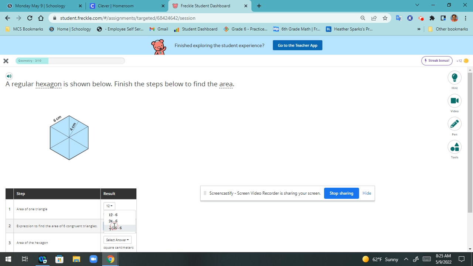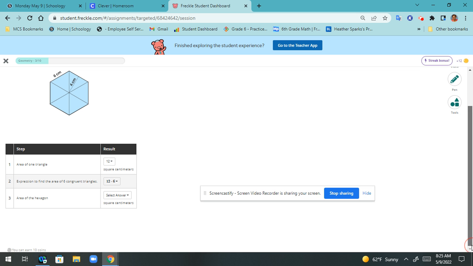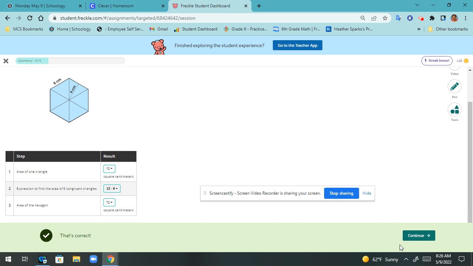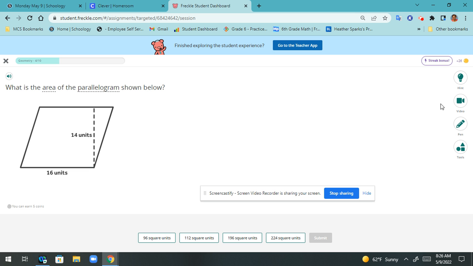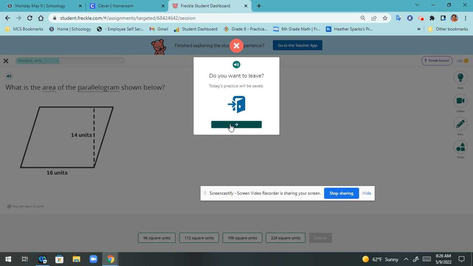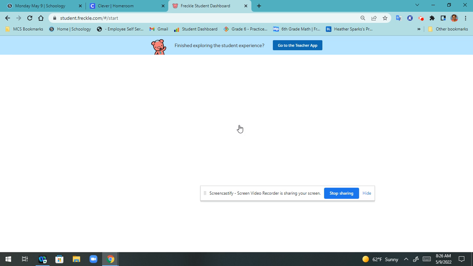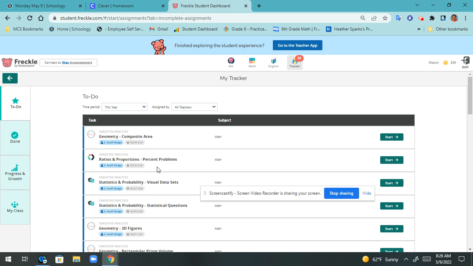Okay, expression to find the area of the 6 congruent triangles. So it would be 12 times 6, because you have 1, 2, 3, 4, 5, 6 congruent triangles in this regular hexagon. And then the area would be 72. So that's how you would find that one. Let me see if there's any different types. Okay, so that's back to parallelogram, which is base times height. I'm going to post the formulas for you all. Okay. So let's end that, and let's look at the composite area.